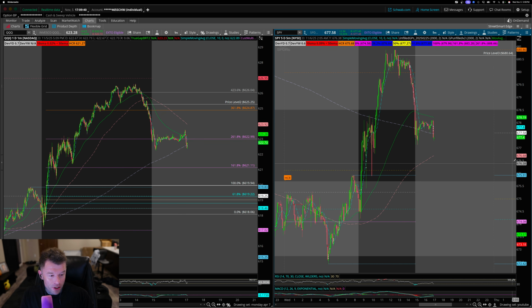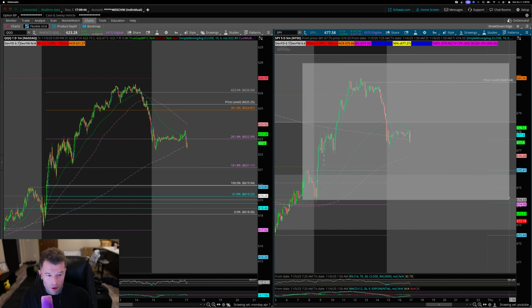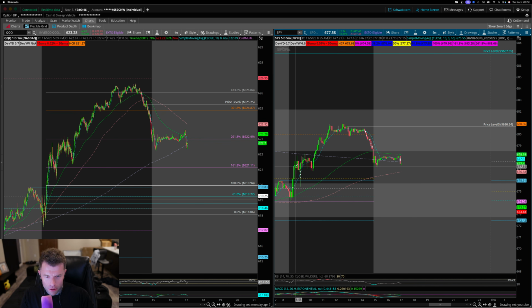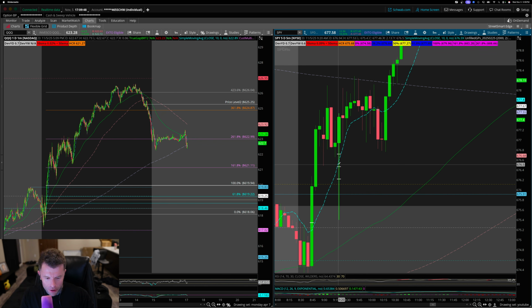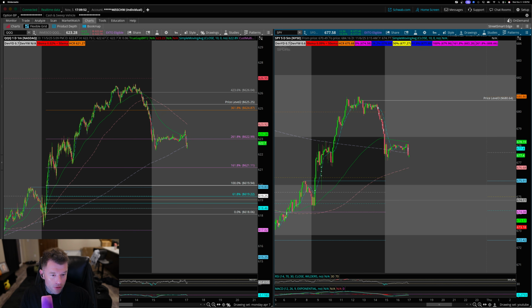SPY has a little different intraday algorithm here that kind of got us wonky today. So I'm going to use that one. So I'm going to say here, you notice that awkward candle, I think it was 9:21 a.m. Yeah. That was an algo candle. So you're going to fib that out.